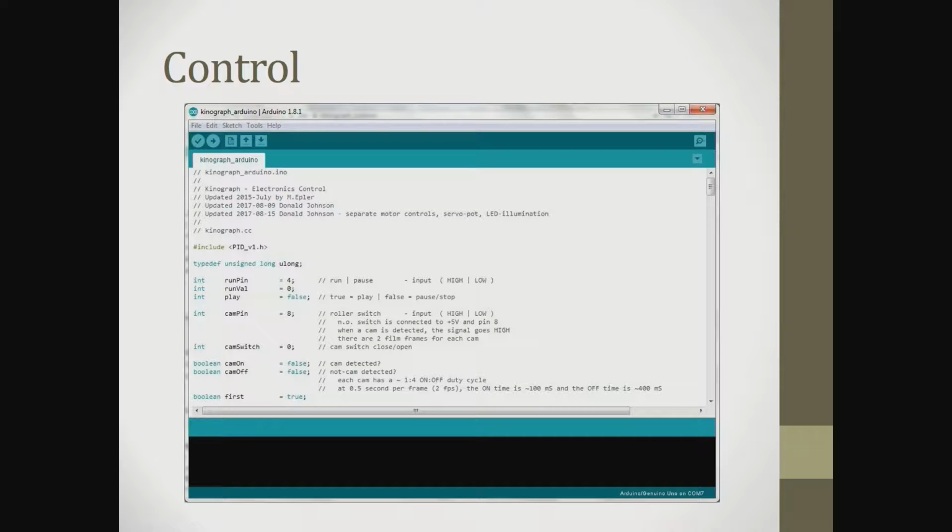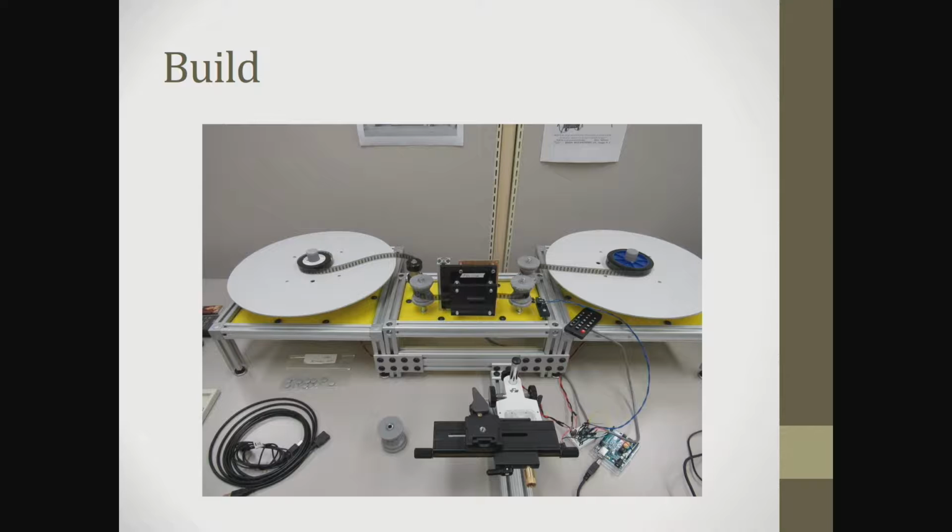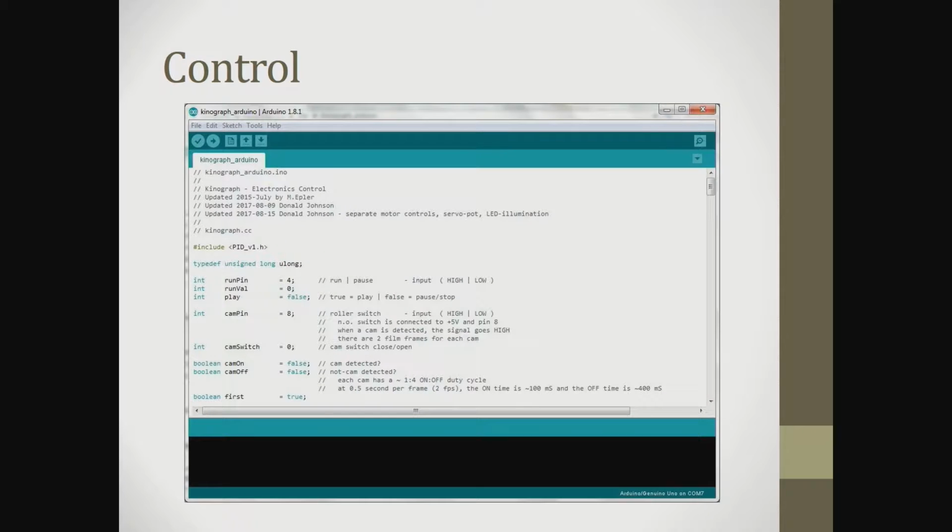Once the frames have been captured, actually if we have a look, here you'll see there's a bunch of sensors. We have motor control for transport. There's a camera, has to be remotely controlled. And that's done by way of this Arduino software.